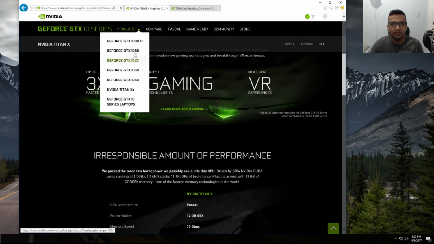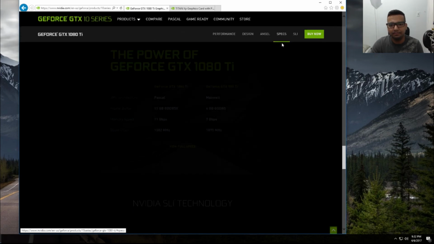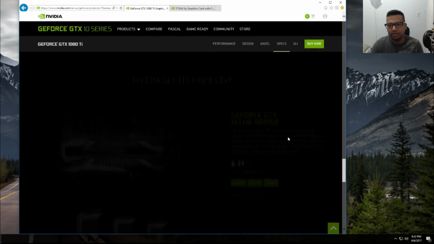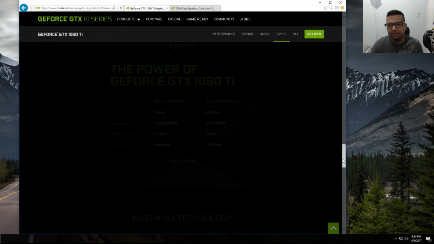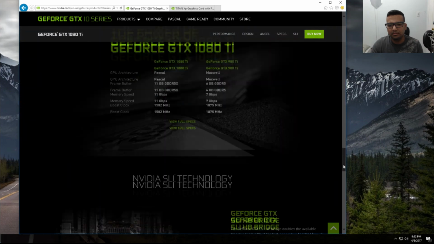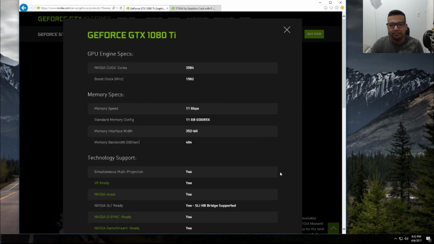Okay, so the Ti specs. Specs right here, and I can see the specs. All right, so the difference between the GTX 1080 Ti and the Titan XP, as you guys can see, the CUDA core count is 3584, and the boost clock is almost the same as the Titan XP, 1582. And the memory speed for the GTX 1080 Ti is 11 gigabit per second versus the Titan XP's 11.4, so it's a little faster.